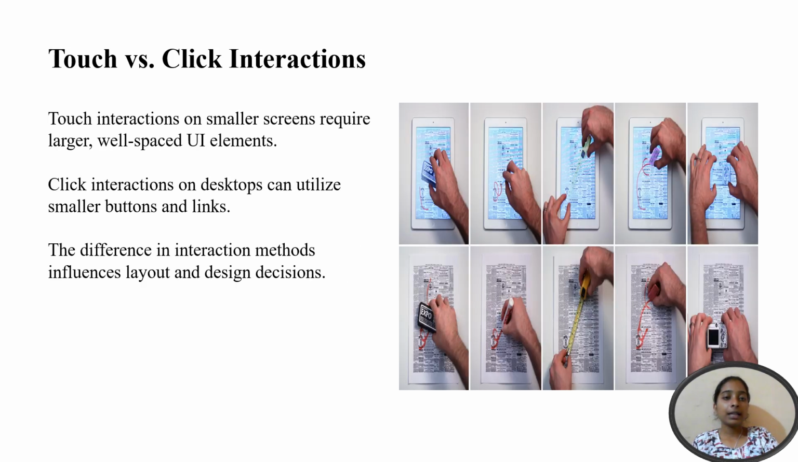And touch versus click interaction: touch interactions on smaller screens require larger, well-spaced user interface elements, while click interactions on desktops can utilize smaller buttons and links. The difference in interaction methods influences the layout and design decisions.